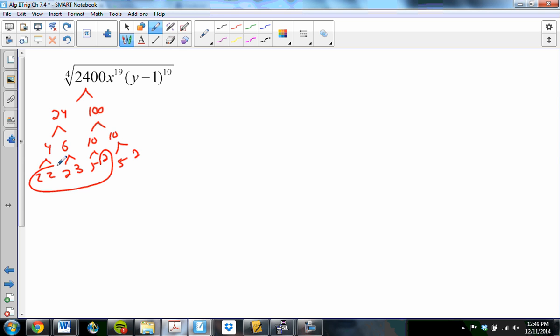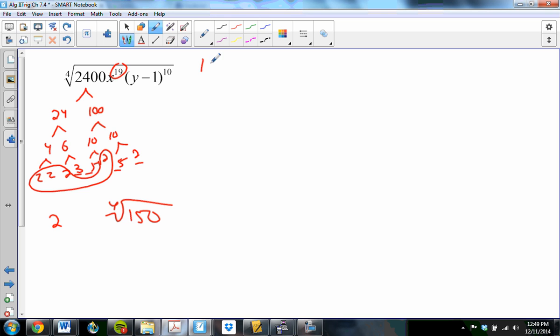This is a group of 4 2's. Take them out. Nothing else is a group of 4, so these things all multiply. That's 3 times 5 is 15, times 2 times 5 is 150. This stays behind inside my radical.